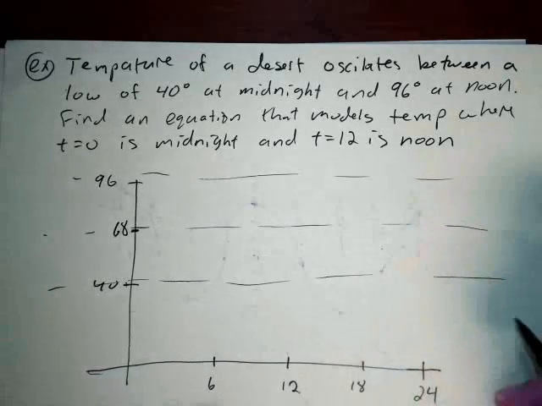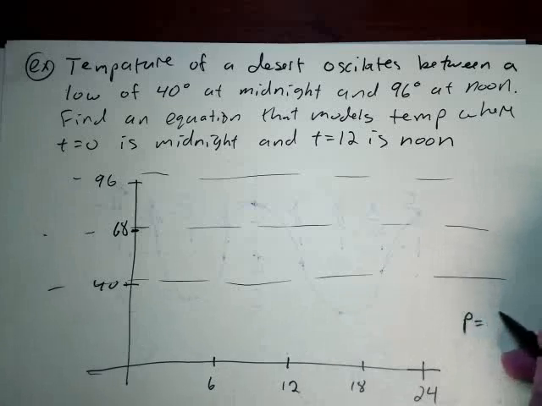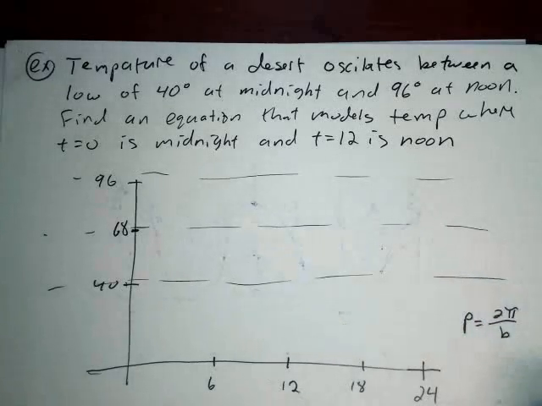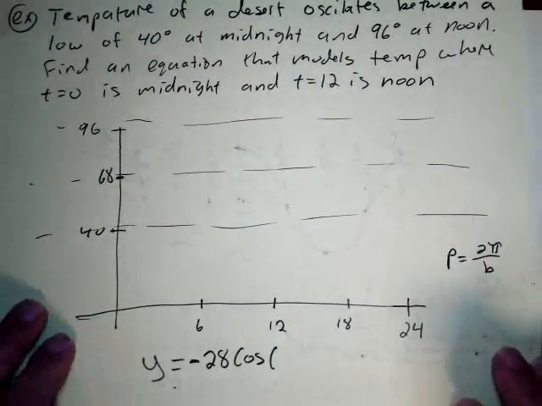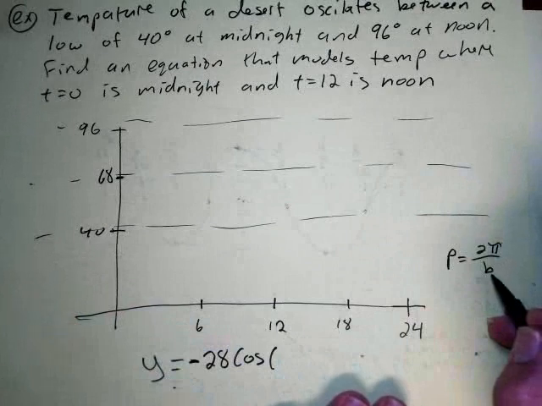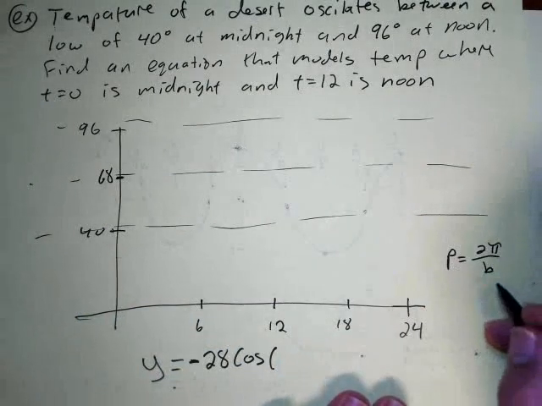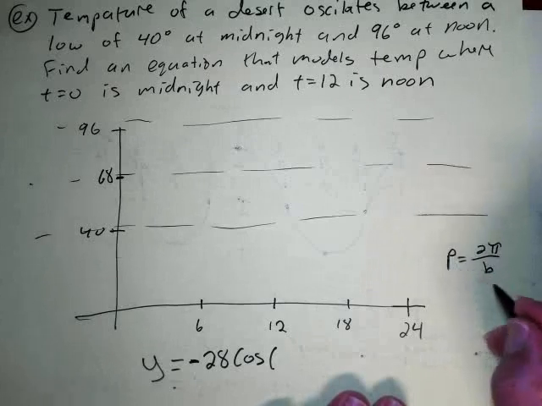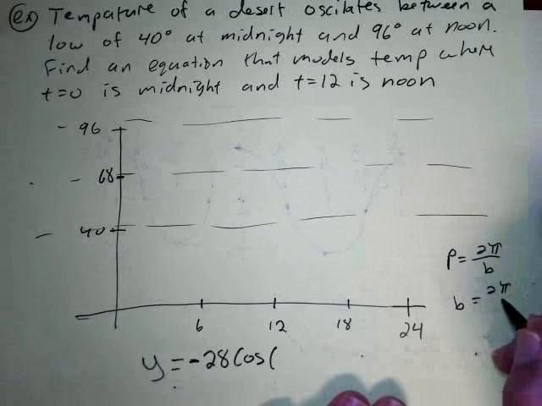Well, what do I do here? Normally, to get my period, I take 2 pi and I divide it by b. That's the formula, right? Let me move that up there. Okay, so I don't know what the b is, but I know I want my period to be 24 hours. So I can solve this for b, and when I do, I get this.